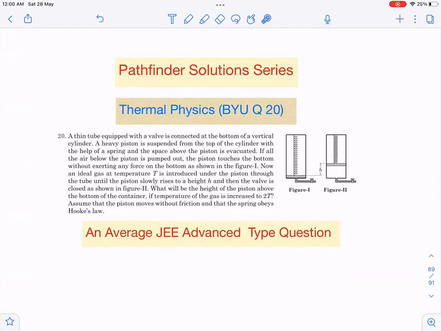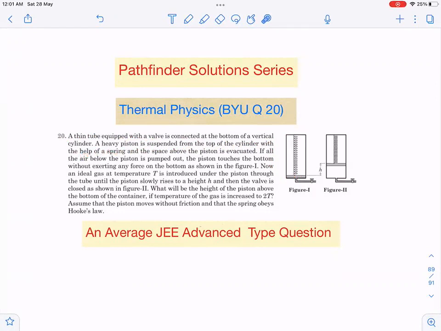The question is, there is a thin tube. It is equipped with a valve. So this is a tube, and this is equipped with the valve. It is connected at the bottom of a vertical cylinder. So this thing which you are seeing is a cylinder. A heavy piston is suspended from the top of the cylinder. So this is the heavy piston, and this is the top of the cylinder.